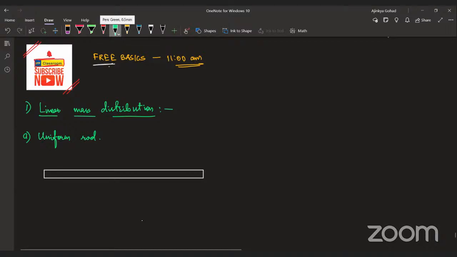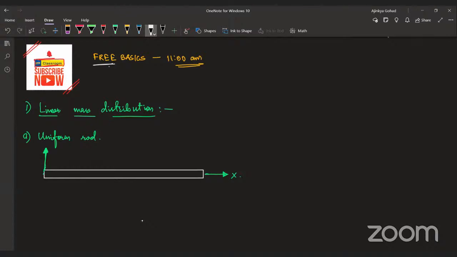Right. Now what I'm going to do is I'm going to consider the rod is placed on the x-axis, and this is the y-axis. Now, to calculate the center of mass of the rod, which is a linear mass distribution, first of all, understand what is a linear mass distribution.